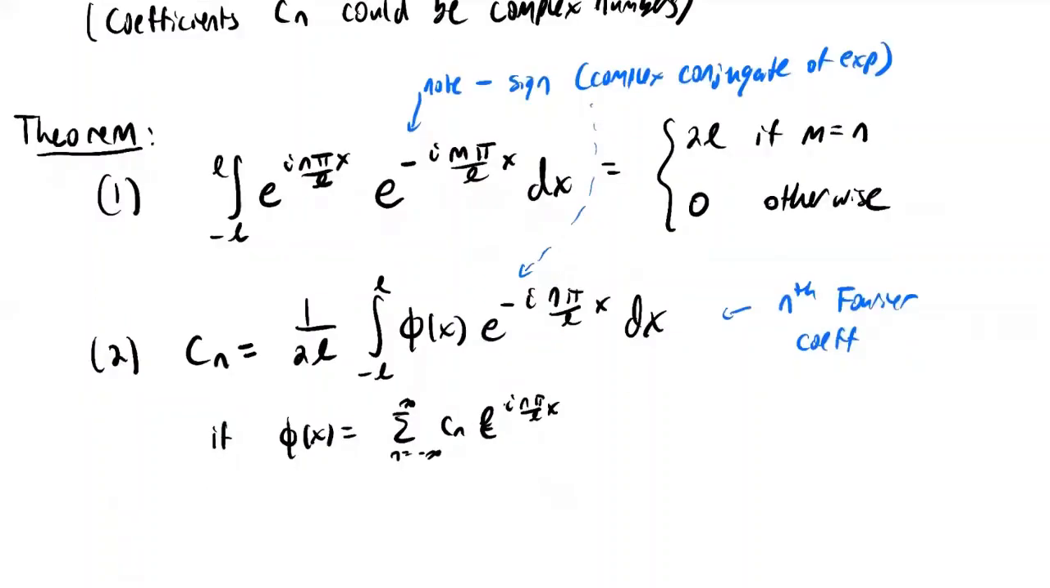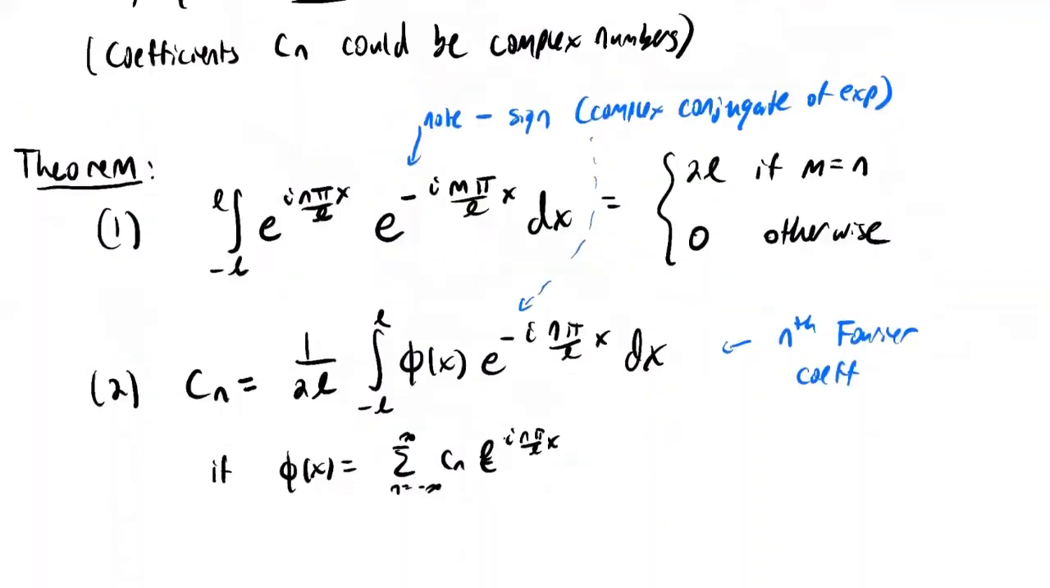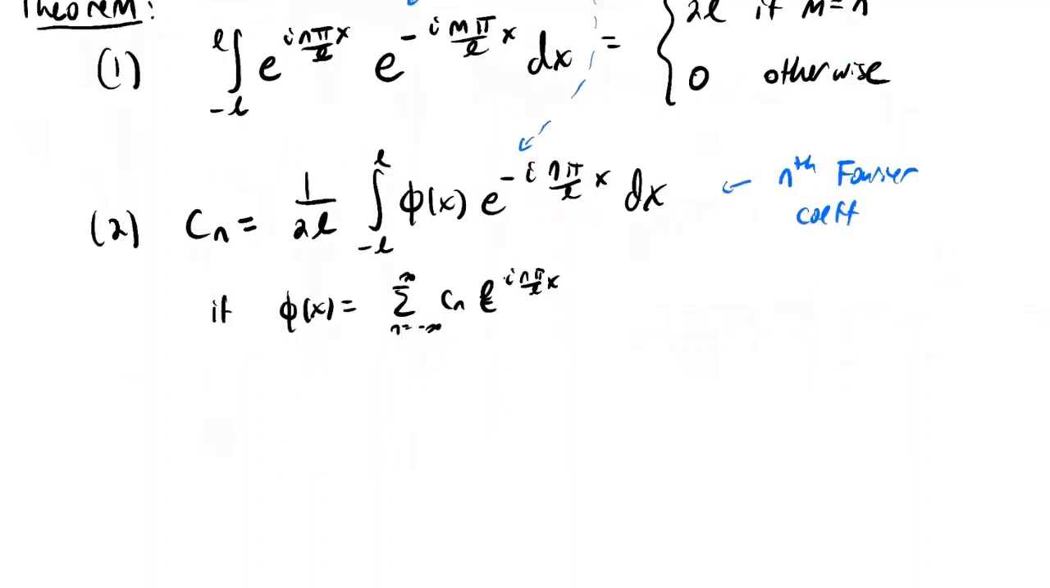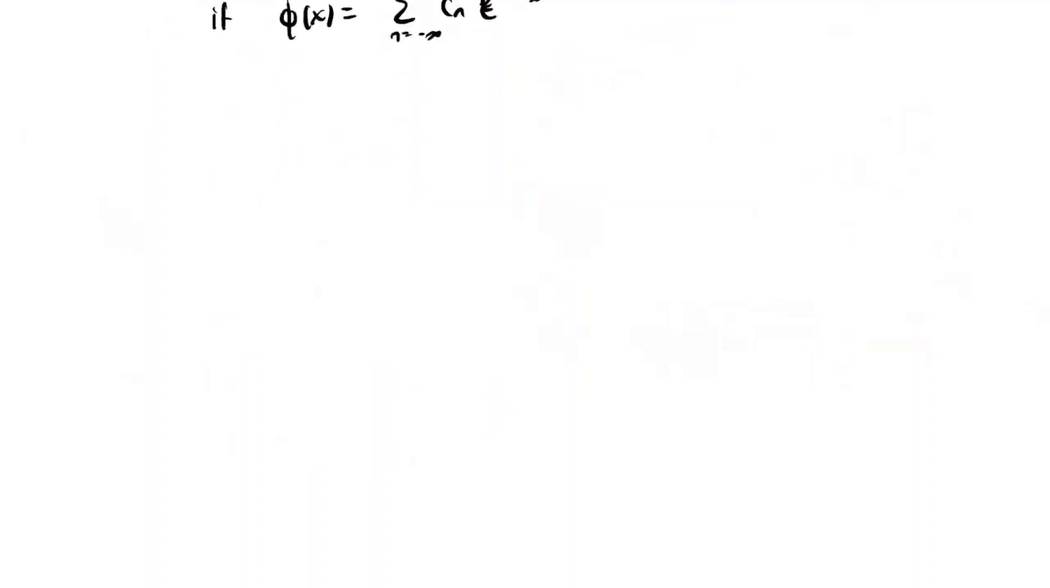Okay, and so that's what a complex Fourier series is. So maybe as a quick example, let's suppose phi of x is equal to x. We've seen this example before, but we only did the sine and cosine coefficients. Let's say phi of x is equal to x on the domain minus pi to pi.